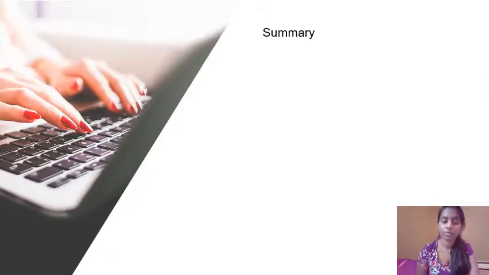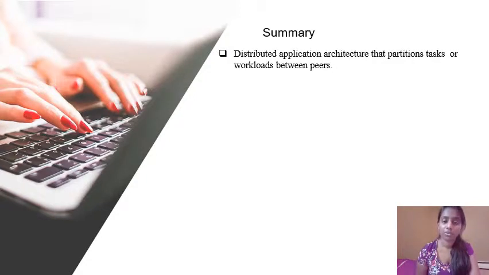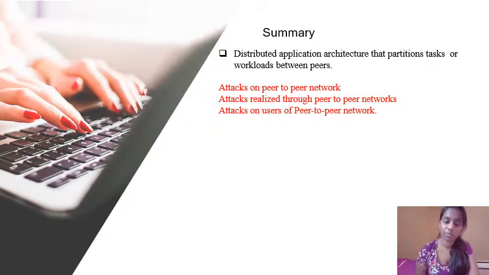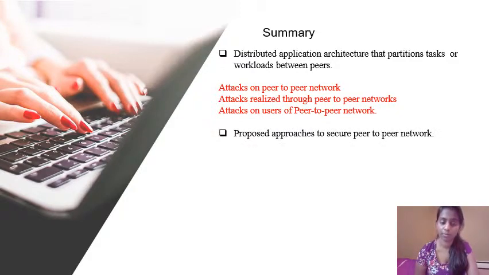Let's look into the summary of the overall presentation. In this presentation, we have seen how a peer-to-peer network operates in a real-time situation and its detailed infrastructure has been discussed, along with the client-based architecture. The attacks have been categorized in three ways: attacks on the peer-to-peer network, attacks on relays through the peer-to-peer network, and attacks on users of the peer-to-peer network. The attacks encountered in the peer-to-peer network have been addressed with the best possible research-based solutions, along with proposed approaches to secure the peer-to-peer network.